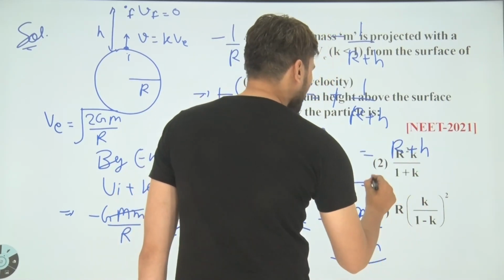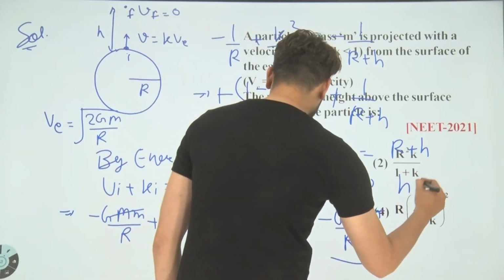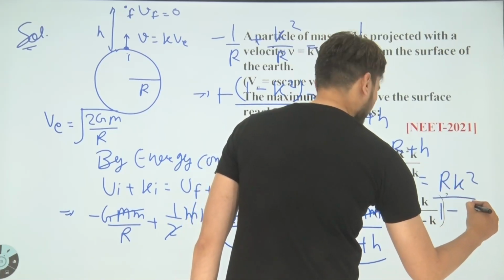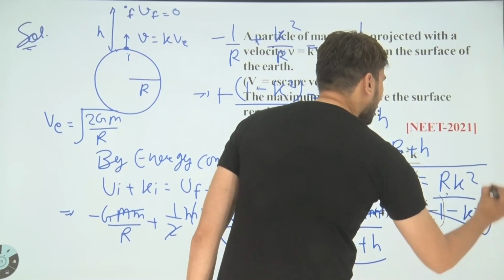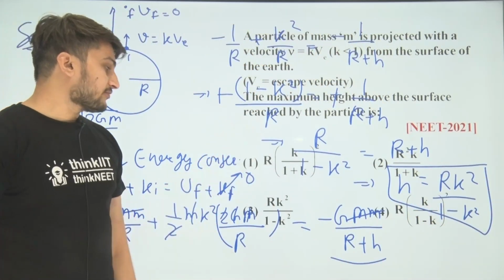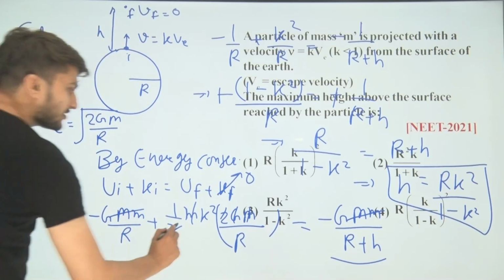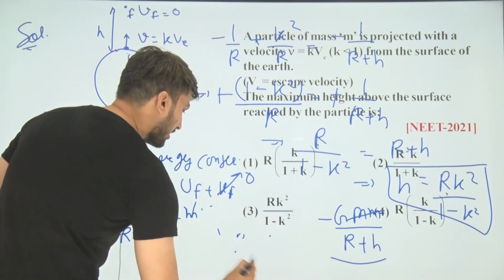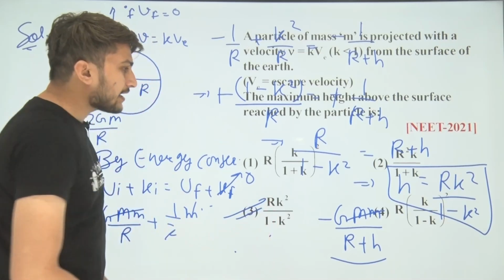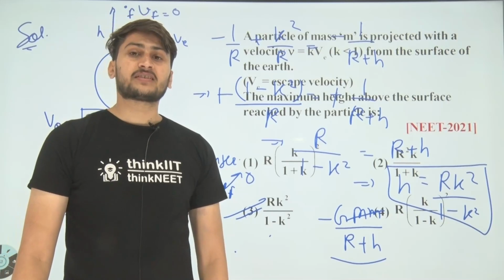Now after solving that, the value of h comes h is equal to R k square upon 1 minus k square. So this is the value of h, which is the maximum height from the surface of the earth. Now if I am talking about the option which is correct, the correct answer is option number 3, which is R k square upon 1 minus k square. This is the correct answer for this question.